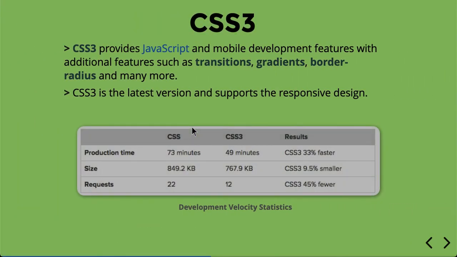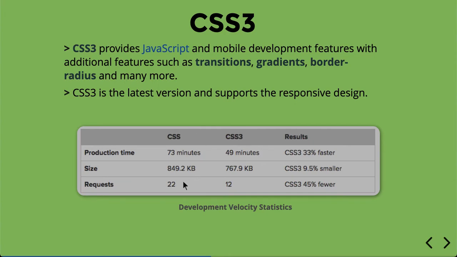Let's come on to the CSS3. Then what is the CSS3? And what is the comparison between CSS and CSS3? CSS3 provides JavaScript and mobile development features with additional features such as transition, gradient, border radius, and many more. CSS3 is the latest version and supports responsive design.